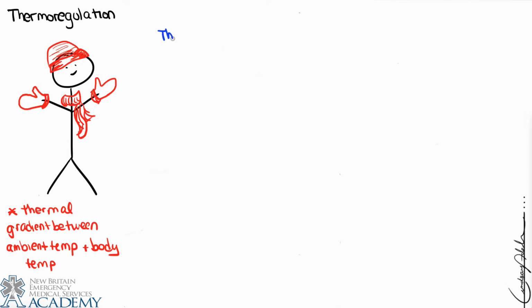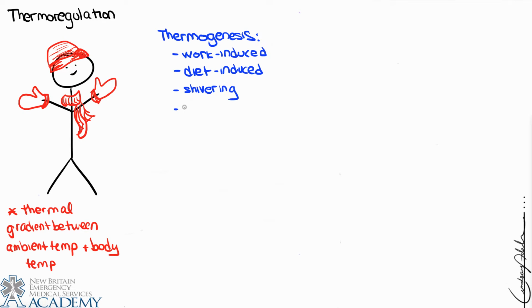So there are a couple of important mechanisms of thermogenesis or heat production, and they include work-induced such as exercise, diet-induced such as the normal metabolism that would exist from consuming and utilizing food sources, shivering, and non-shivering thermogenesis, which is basically utilization of hormones in order to generate heat. So release of things like epinephrine, glucagon, and thyroid hormone, which all can increase metabolic activity and therefore increase heat.